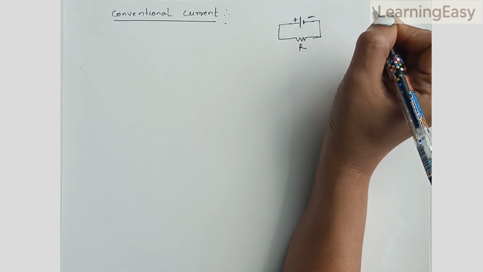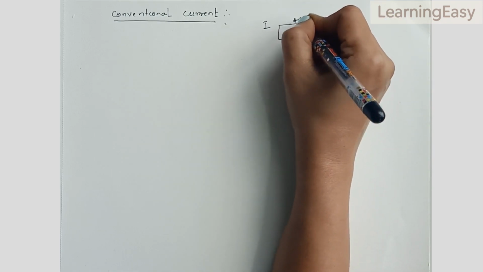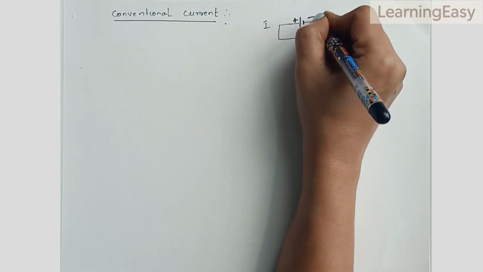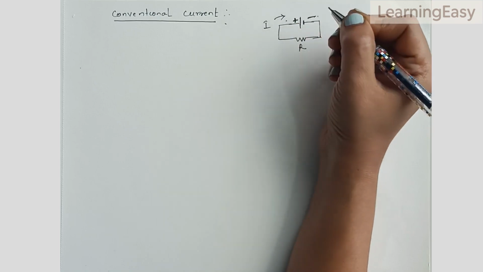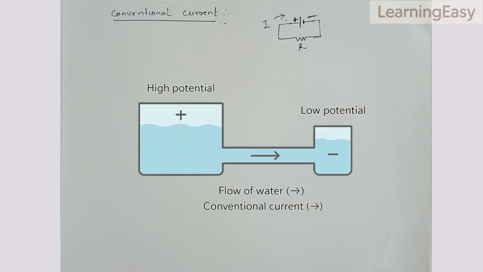So conventional current states the current flows from the positive terminal to the negative terminal. It is from the high voltage side to the low voltage side. This is your conventional current. It is just like the flow of water, which flows from a high position to a low position.